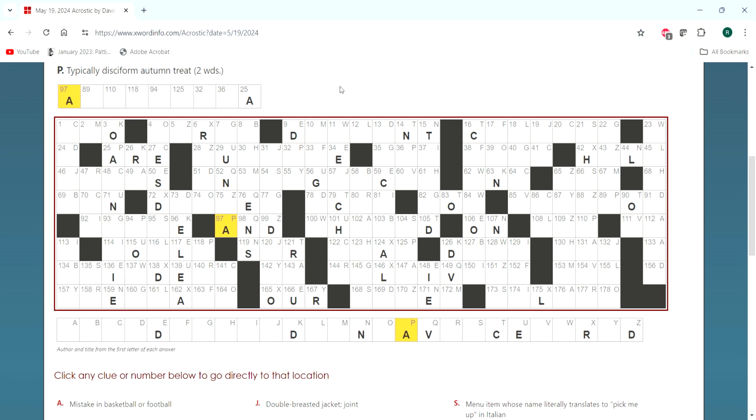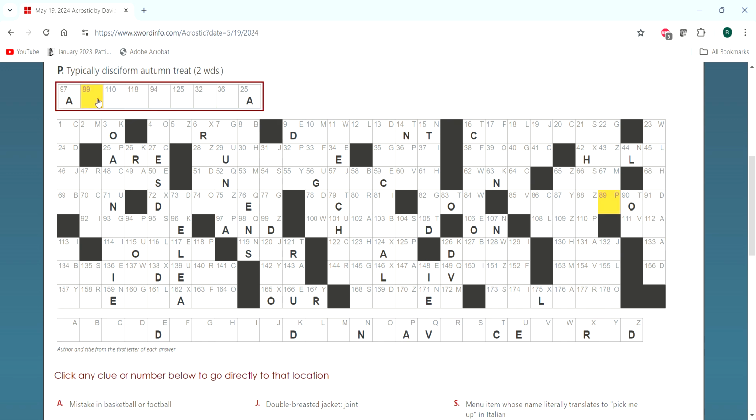Okay, I think I've got something here. Disciform, looking sort of like a disc. What grows in autumn but apples? So we got apple. Apple what? I was going to say apple pie. Apple jack, apple treat, apple cake.